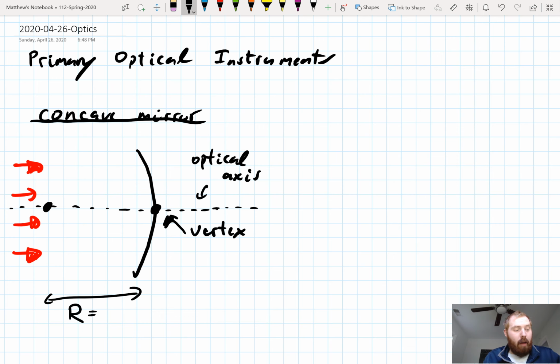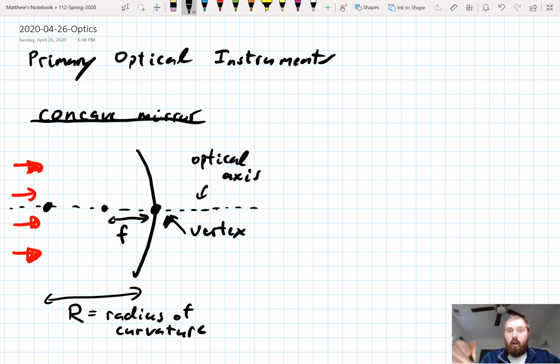Often labeled a capital R, and that's called the radius of curvature. Basically, think of the mirror as being this spherical ball, and you're looking at just a slice of this curved mirror. And then we'll have the focal length, F. Right? So one thing that's always going to be true is that the radius of curvature is 2 times the focal length.